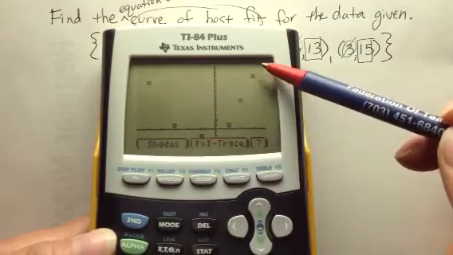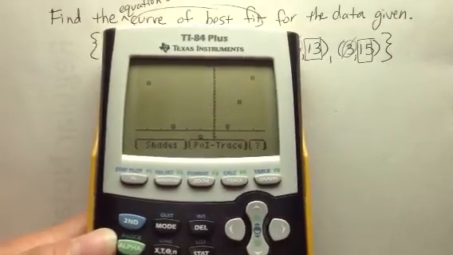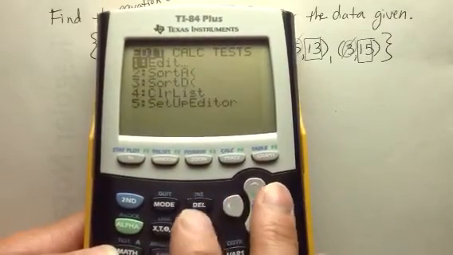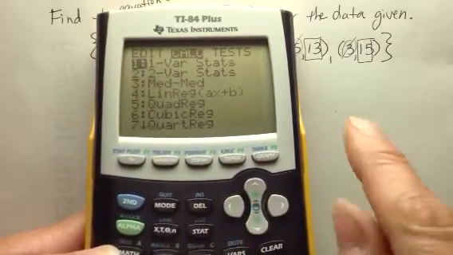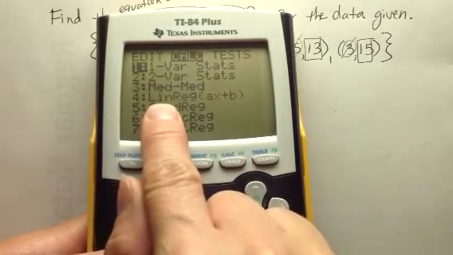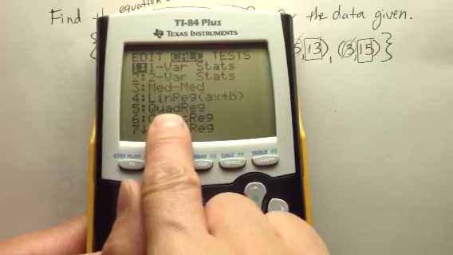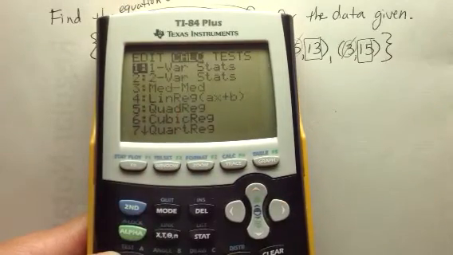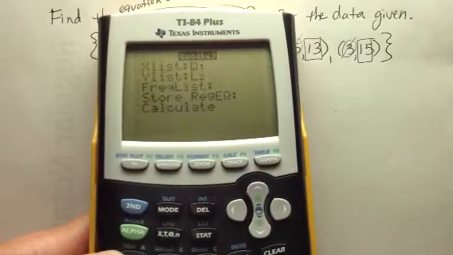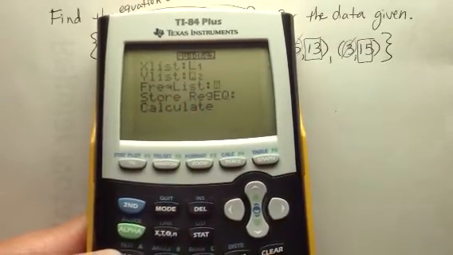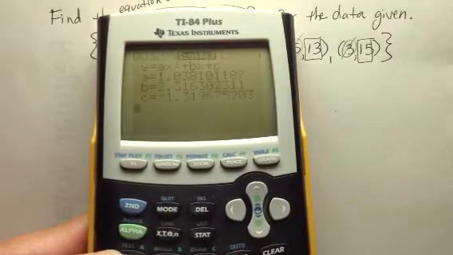Okay, so we're going to go to stat now. We want it to write our equation. So we're going to go to calculate. We don't want linear anymore. It's not a line anymore. We looked at the picture. It was clearly quadratic. So quadratic regression. That's number 5. It's already in list 1, the x's, and the y's in list 2. Enter, enter, enter. Go ahead and calculate.